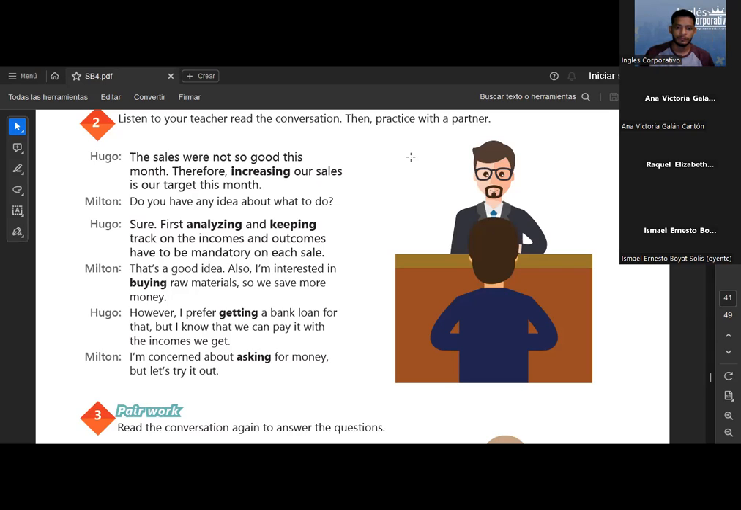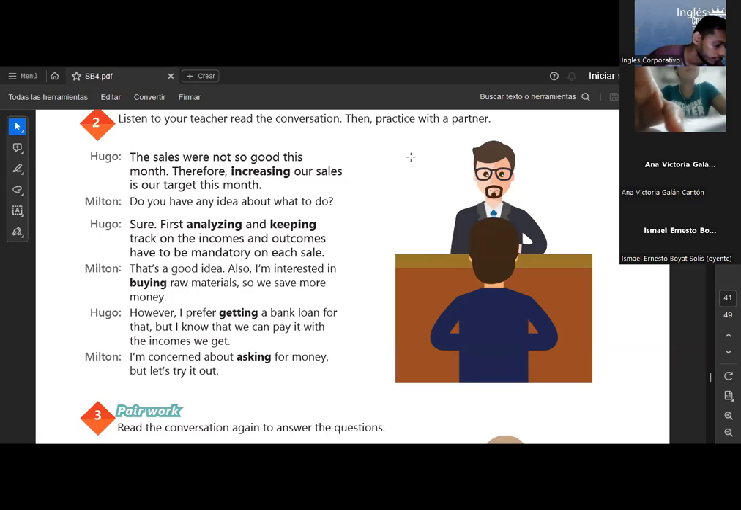The sales were not so good this month. Therefore, increasing our sales is our target this month. Do you have any idea about what to do? Sure. First, analyzing and keeping track on the incomes and outcomes have to be mandatory on each sale. That's a good idea. Also, I am interested in buying raw materials so we save more money. However, I prefer getting a bank loan for that. But I know that we can pay with the incomes we get. I am concerned about asking for money, but let's try it out.